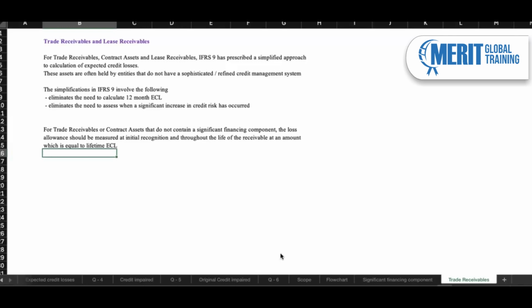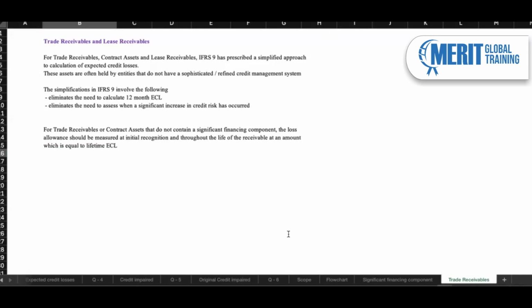On the other hand, in case of other financial instruments, you would have to do the 12-month calculation. You would have to assess whether there has been a significant increase in the credit risk. They have eliminated that. All they are saying is very simple. If it is a trade receivable or a contract asset which does not have a significant financing component, then at the initial recognition, you estimate what is going to be the lifetime credit losses. And whatever is the amount of lifetime credit losses, that should be your loss allowance. No need to complicate it further.